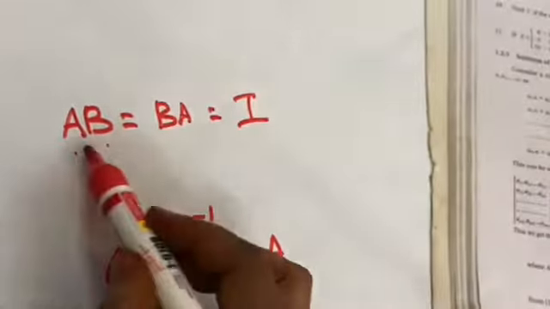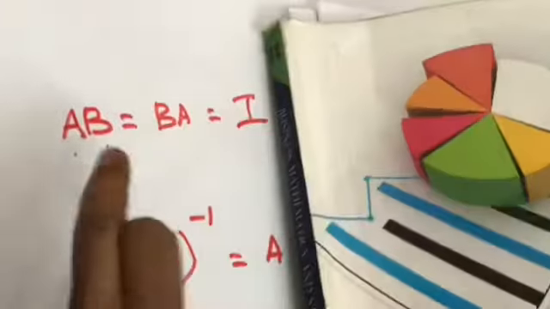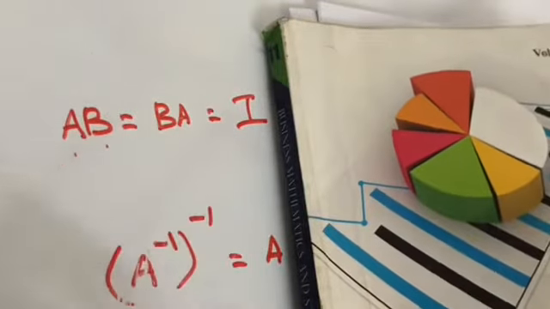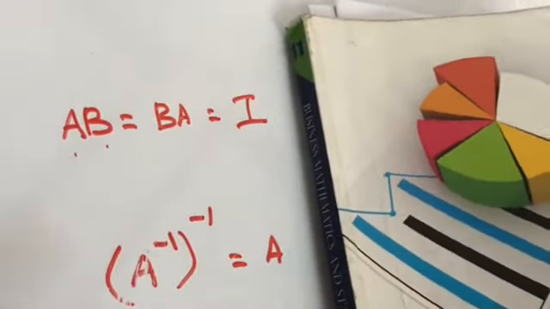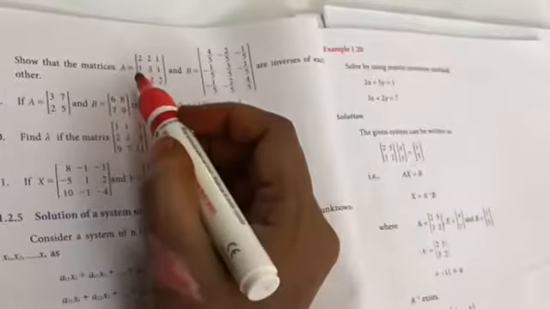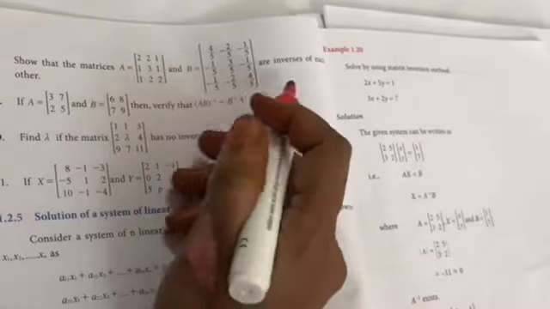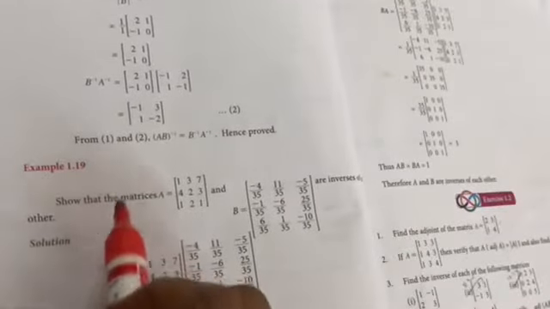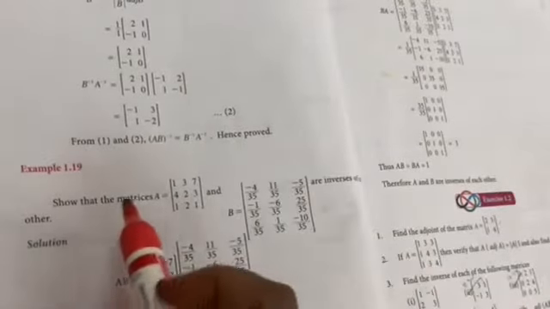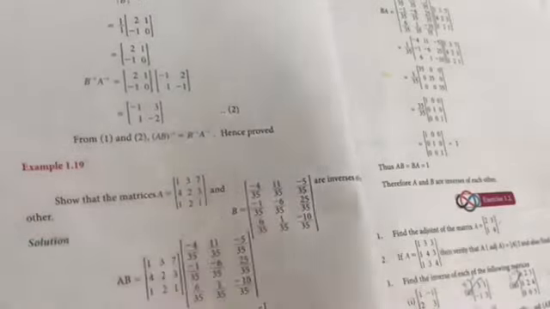Okay, so to prove this problem, you have to find AB and then find BA. It should be equal to the identity matrix I. You can do that also. Just find the product AB and BA; it should be equal to I. It is a similar example. My example 19 is similar to that problem. Show that the matrices A and B are inverses of each other. Okay, this problem also you can do.